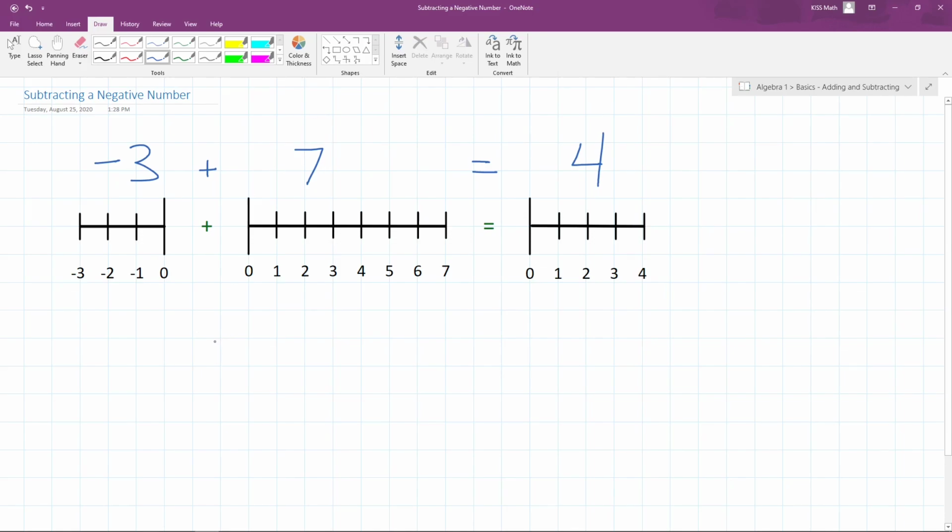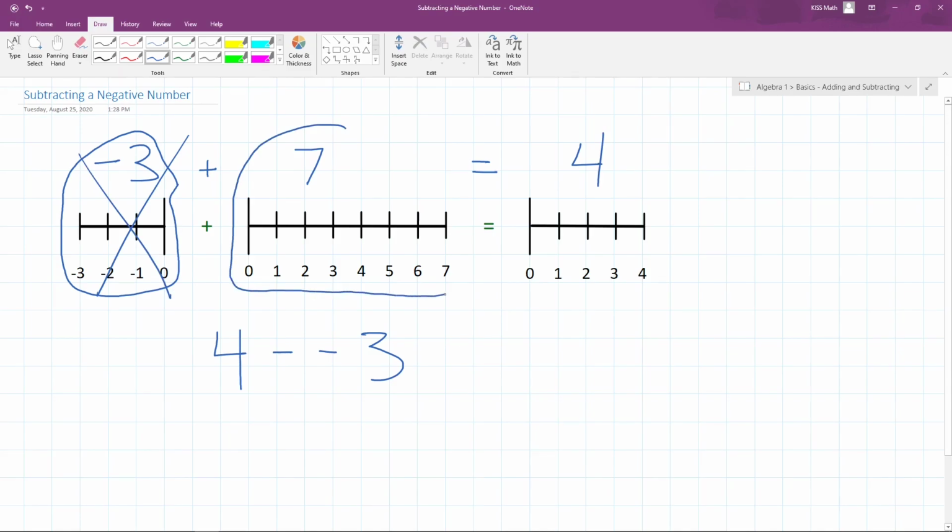So the original problem was 4 minus a negative 3. And remember, we said that minus or subtracting means we're taking away something. So we're taking away this negative 3 component, which is this portion up here. And if we do that, let's remove this. What we're left with is a positive 7. So we can say that 4 minus a negative 3 gives you a positive 7.